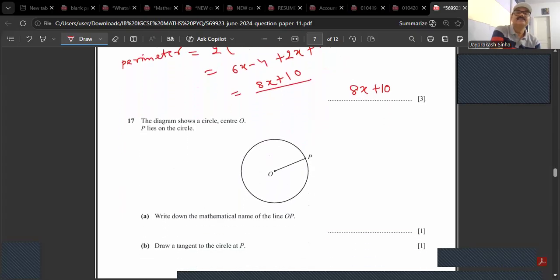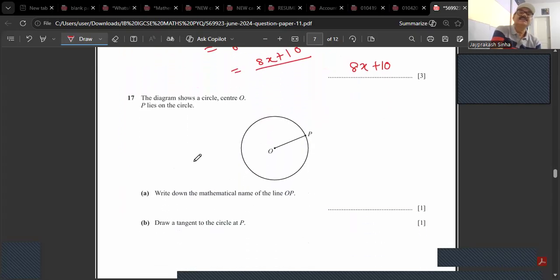Next, the diagram shows a circle centered O. P lies on the circle. So write down the mathematical name of the line OP. So OP is called the radius, isn't it?